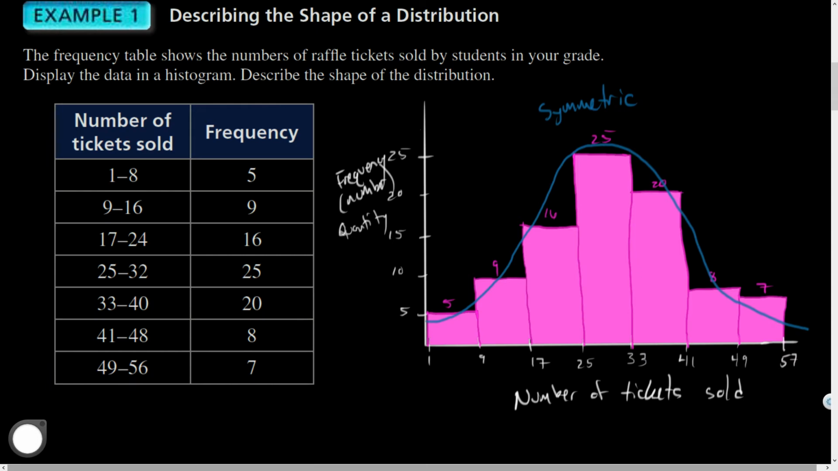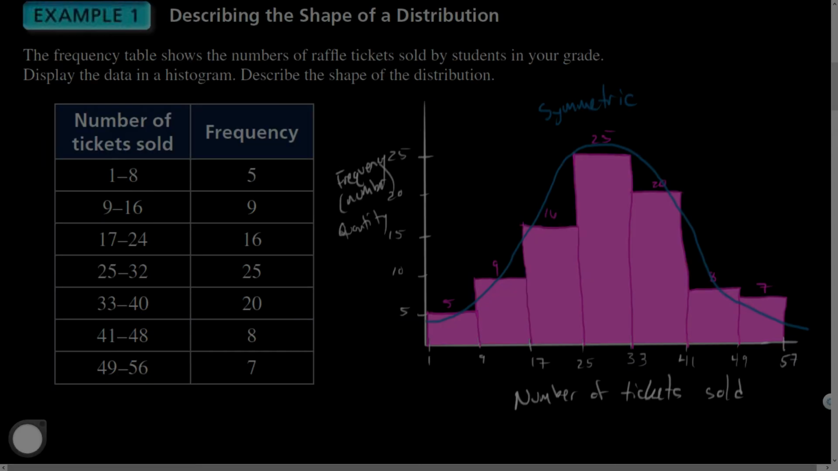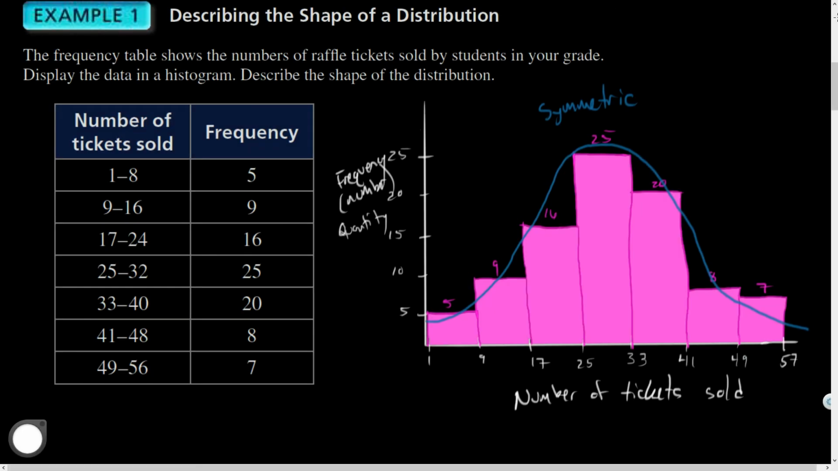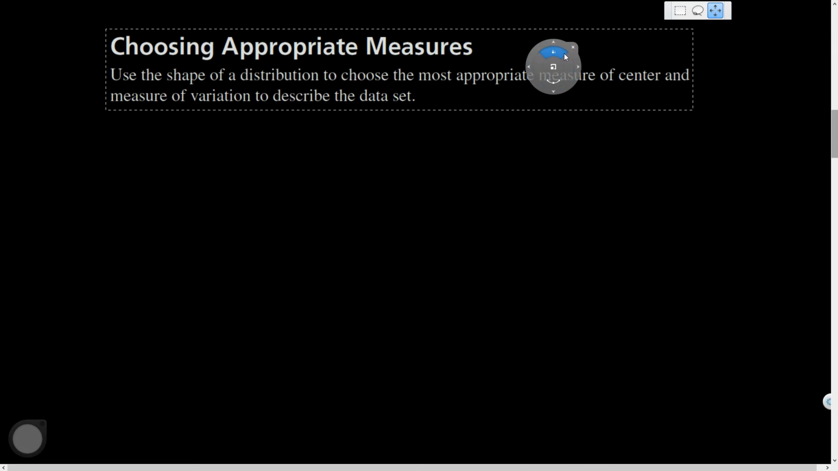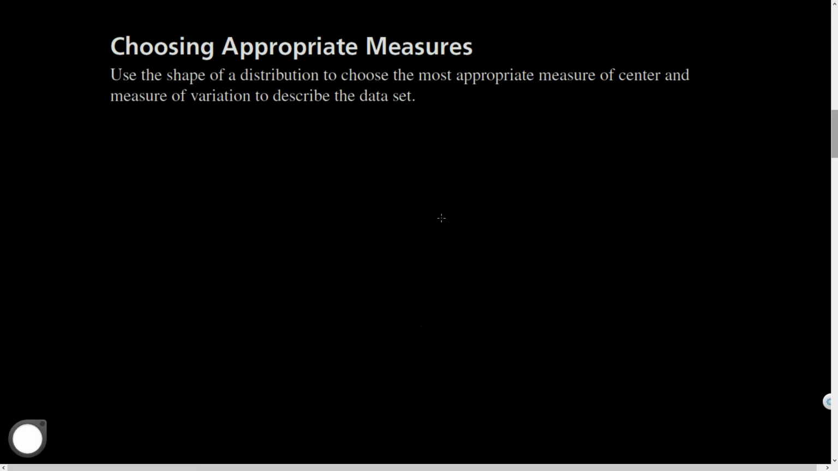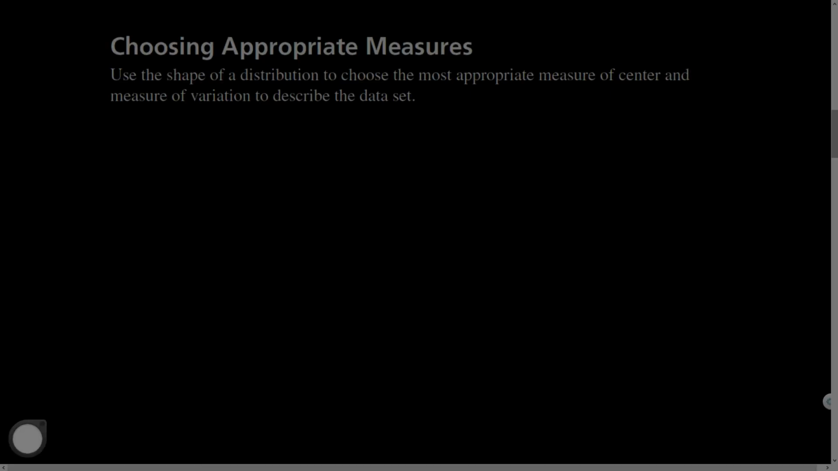Let's try to get one more in here. Ready? All right. Let's see how far we can get. Choosing appropriate measures. Use the shape of a distribution to choose the most appropriate measure of variation when describing the data.